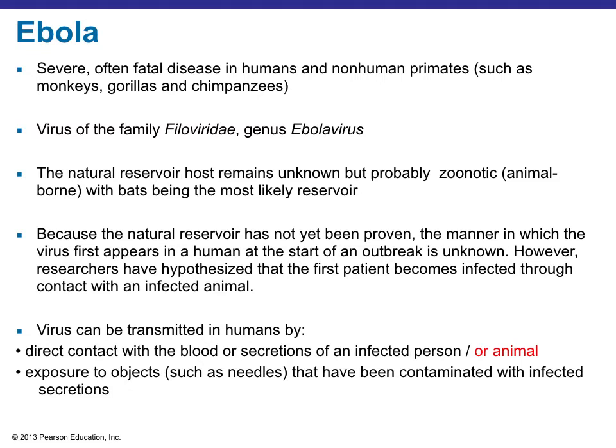However, it's been hypothesized that the first patient becomes infected through contact with an infected animal. And then the virus can be transmitted in humans by direct contact with the blood or secretions of the infected person or animal, and exposure to objects such as needles that have been contaminated with infected secretions.